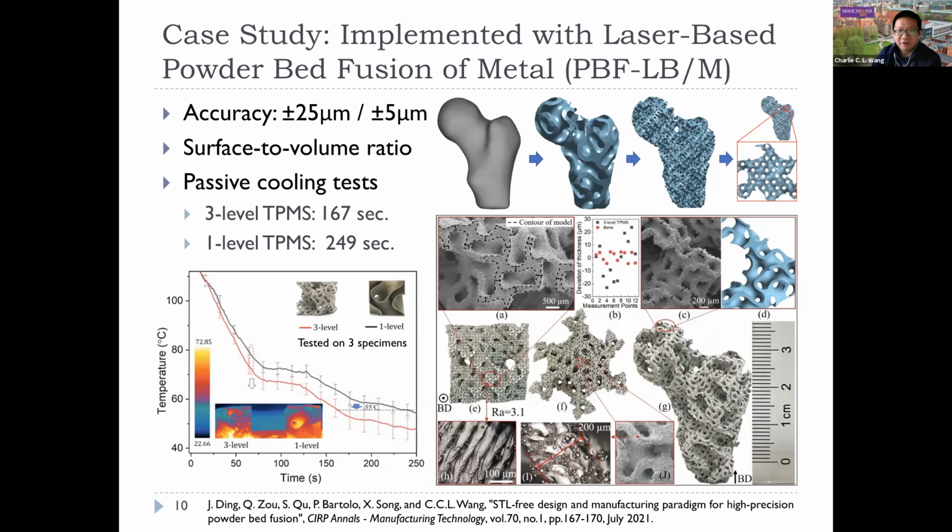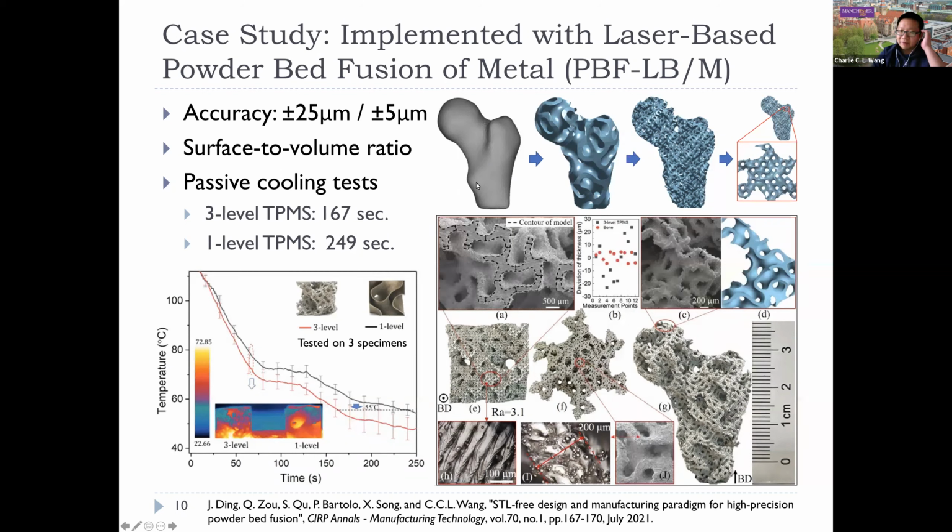So we further applied this to realize high precision metal printing, and with the help of our advanced STL-free pipeline, we're able to fabricate models with very high accuracy. For example, this model, which is a bone structure, contains features of about 25 microns, and for the basic TPMS structure, we can achieve an accuracy of about 5 microns.